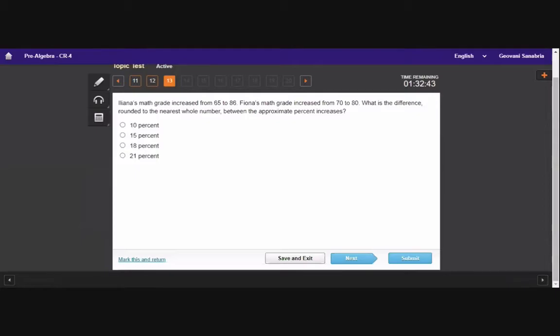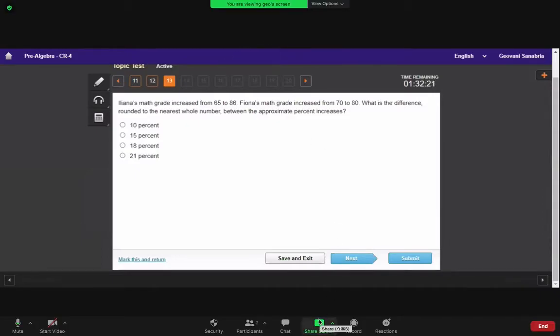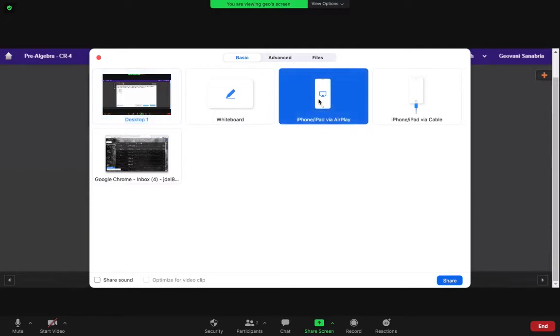How would you write it out? I mean, we can go. We still got time. Okay, let me. 65 turns to 86%, and 70 turns to 80%. And then what is the difference between the two percent increases? Okay, I'm going to share. Round to the nearest.